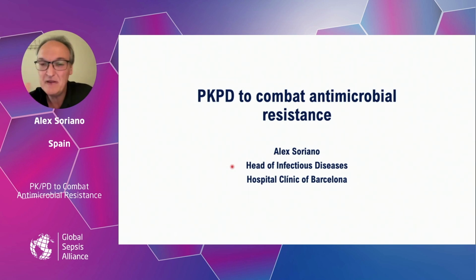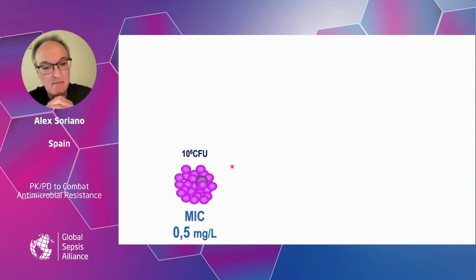PK/PD to combat antimicrobial resistance. This is maybe a complex issue, but we will try to summarize the most important aspects. Now imagine that we are in front of a patient that has a pneumonia, and in the lung tissue we will find, for example, Pseudomonas aeruginosa, and the microbiologist says that the MIC of this Pseudomonas is 0.5.